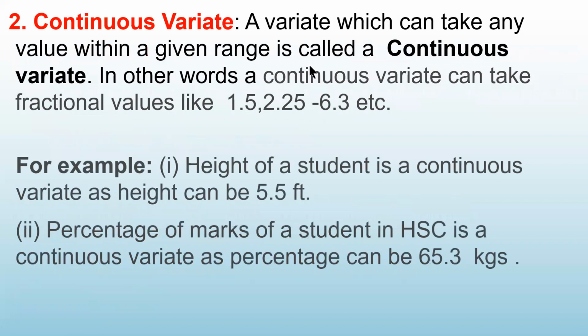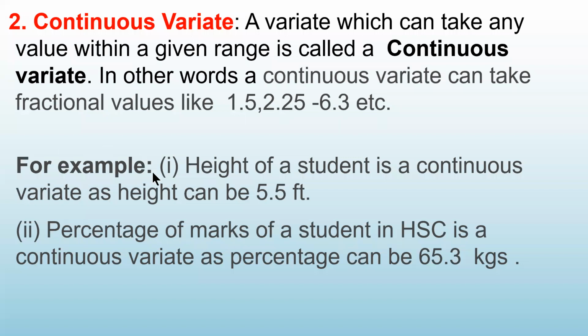Then there is something called continuous variate. What is continuous variate? A variate which can take any value within a given range is called a continuous variate. Continuous variate means a variable that can take any value within a given range. That means it can take even decimal values also, fraction values also. So that is a continuous variate. In other words, a continuous variate can take fractional values like 1.5, 2.25, -6.3, etc.